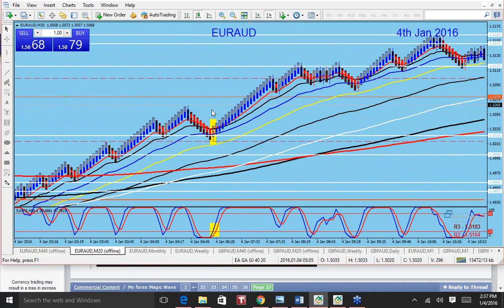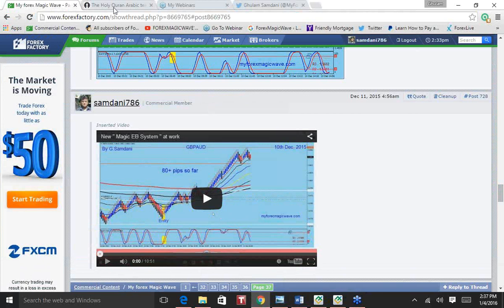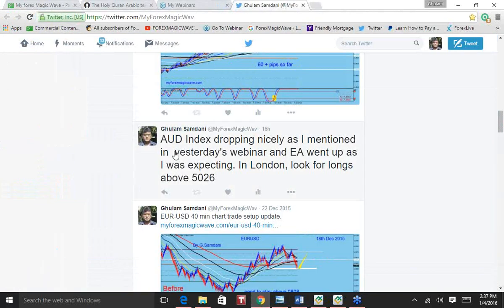For example, take the trade that I posted already, today's Euro trade. By the way, let me show you my tweet. You see this? I tweeted already saying that the Aussie index is dropping nicely as I mentioned in yesterday's webinar, and EA went up as I was expecting. Because when the Aussie index dropped, Aussie gets weaker, and obviously Aussie is on the right-hand side, so Euro Aussie and Pound Aussie all go up. So I was expecting an up move, no big deal.